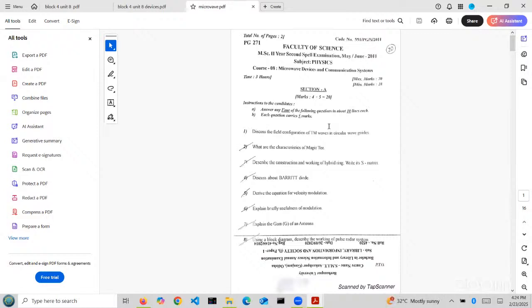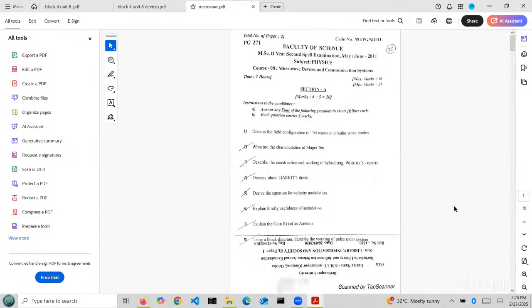1 and 2 are input. On page number 56, 5 points are mentioned. Those 5 points come under the characteristics of magic tea. Suppose they ask about the X matrix, then we have to do the derivation. But the X matrix is not asked. What is asked? Only the characteristics is asked. Next.